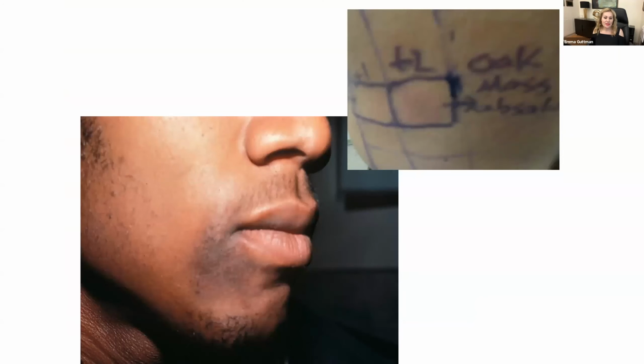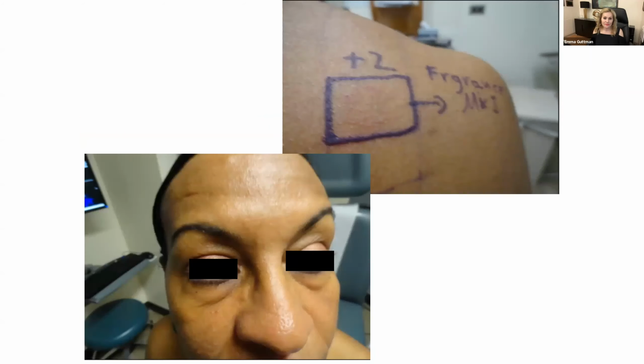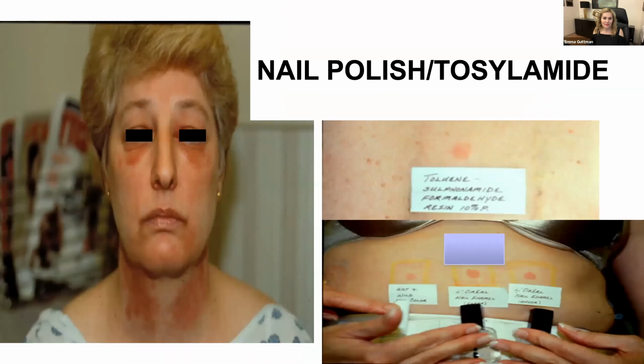This guy was applying a facial aftershave as well, and he is positive to oakmoss absolute. And this woman also was applying facial creams that had fragrance. Many facial creams and also sunscreens will have fragrances, and she's positive in patch test to fragrance mix.